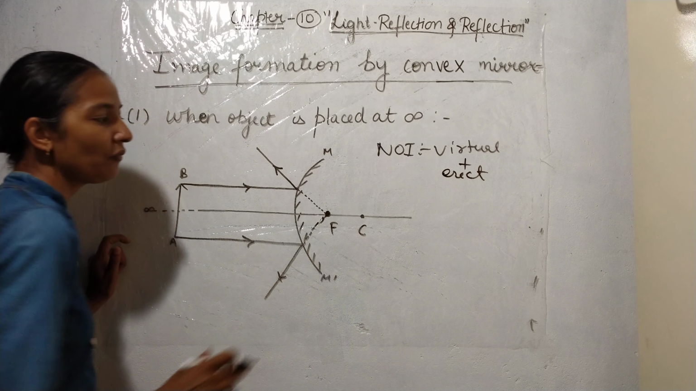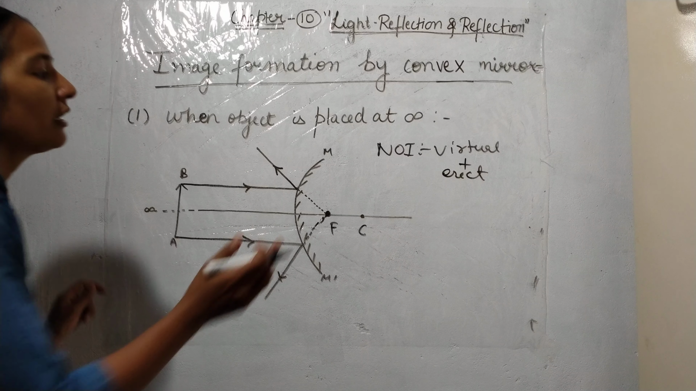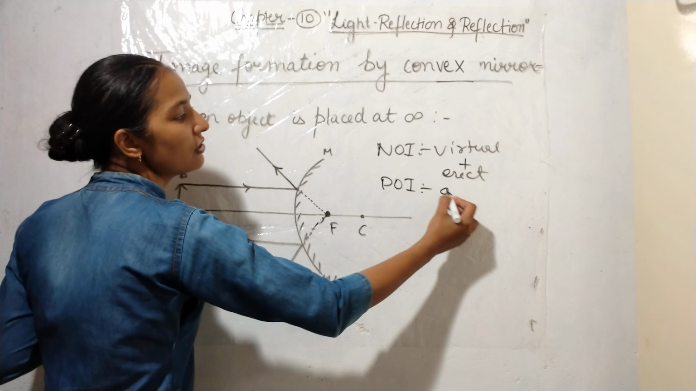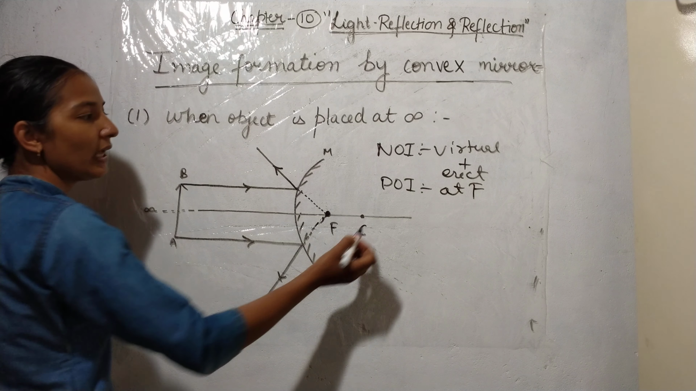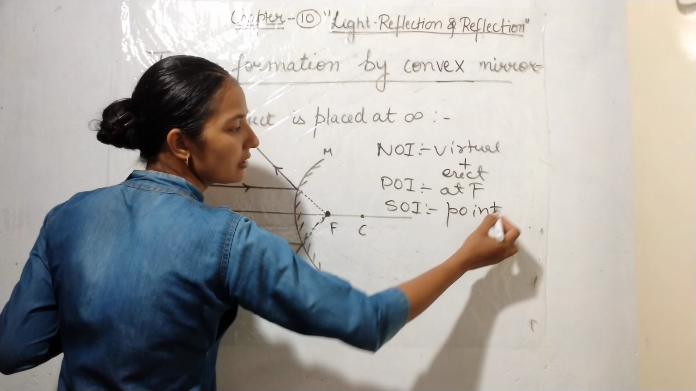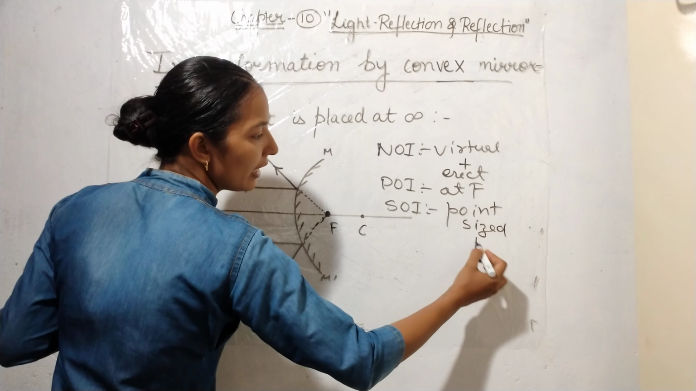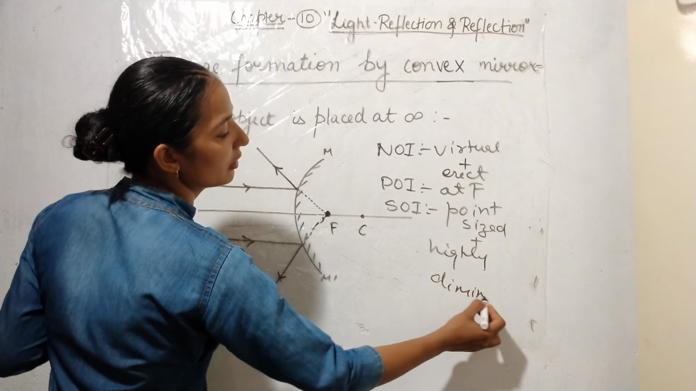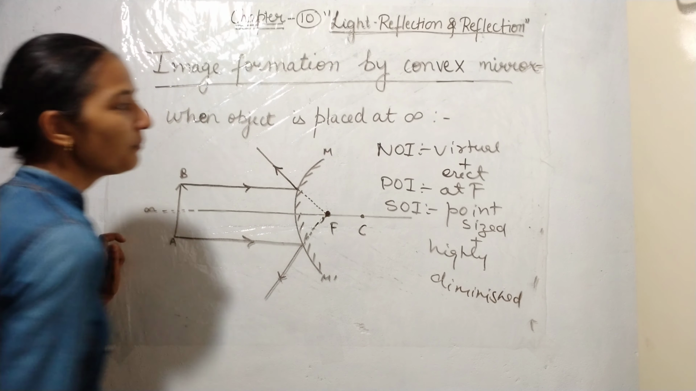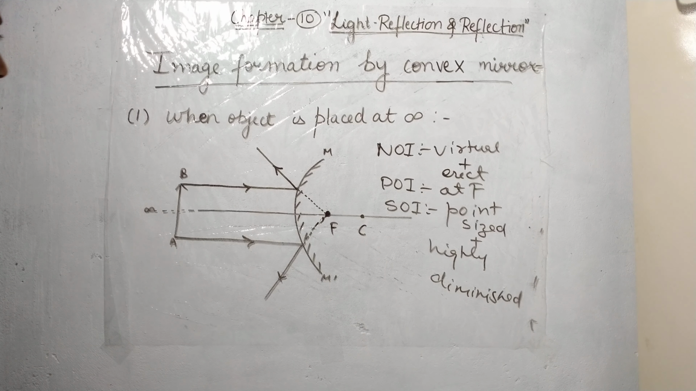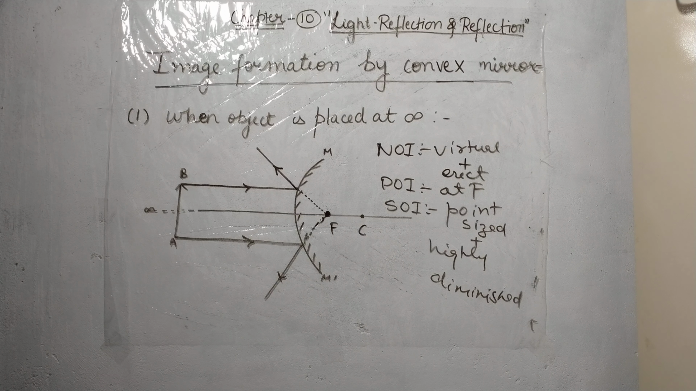When the image is magnified, it is observed that it is erect. It is formed above the principal axis. The second one is the position of the image. The image is formed at the focus. And the third one, size of the image. Here we see that the image is point sized as well as highly diminished. So this is the first case for the formation of image by a convex mirror.